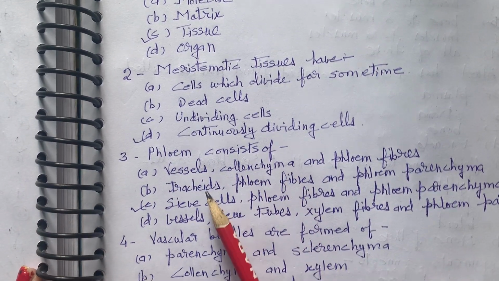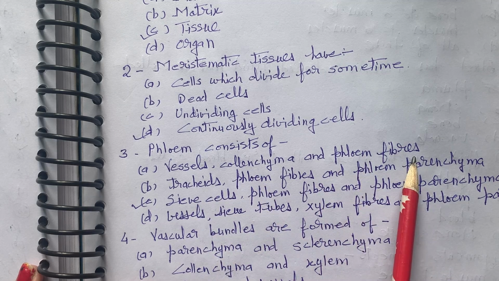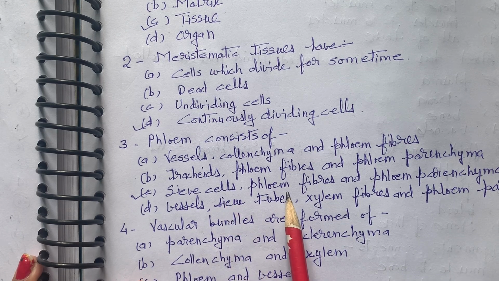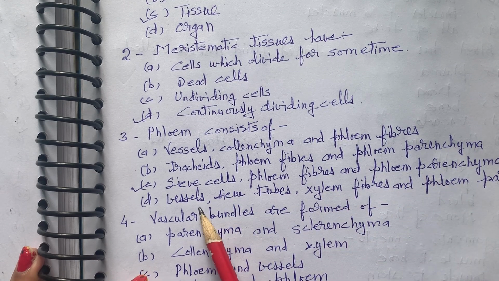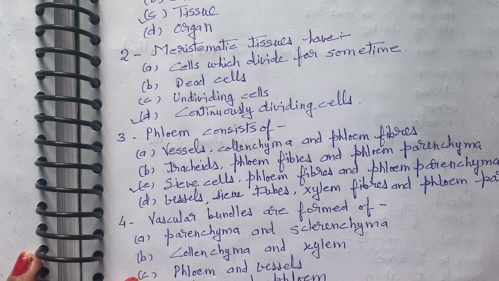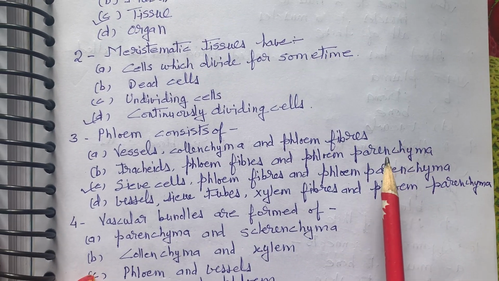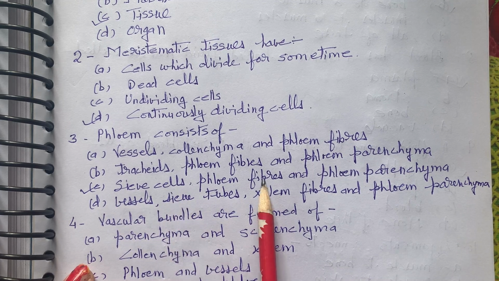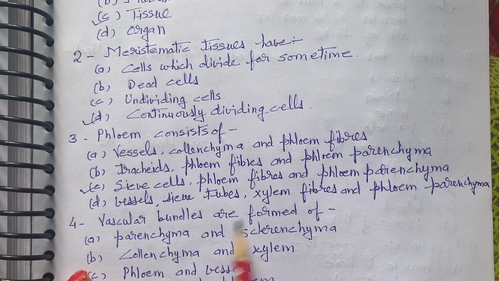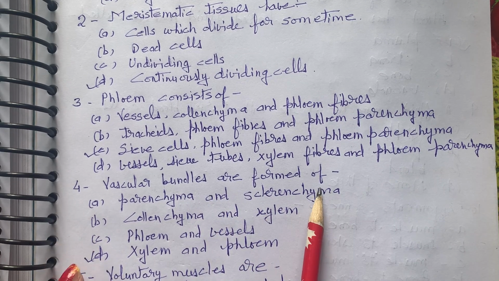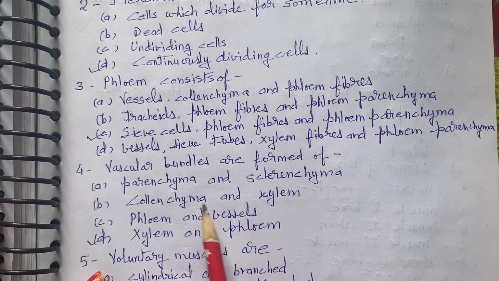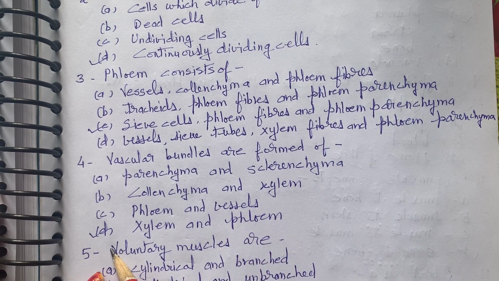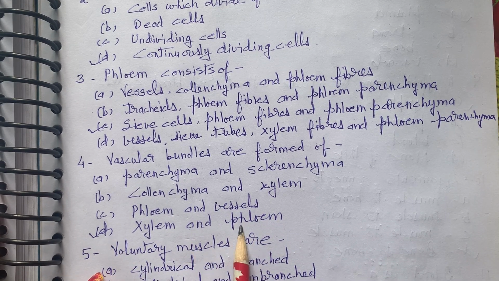Phloem consists of: vessels, collenchyma and phloem fibers; tracheids, phloem fibers and phloem parenchyma; sieve cells, phloem fibers and phloem parenchyma; vessels, sieve tubes, xylem fibers and phloem parenchyma. Correct option is the third, that is sieve cells, phloem fibers and phloem parenchyma. Vascular bundles are formed of: parenchyma and sclerenchyma, collenchyma and xylem, phloem and vessels, xylem and phloem. Fourth is the correct option, xylem and phloem.